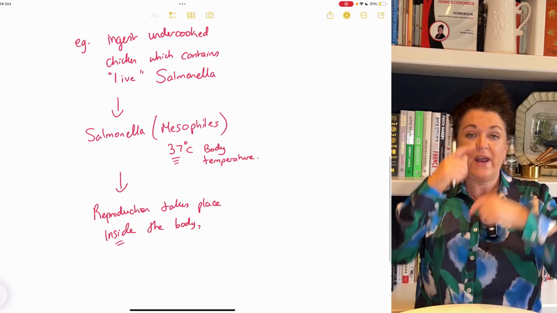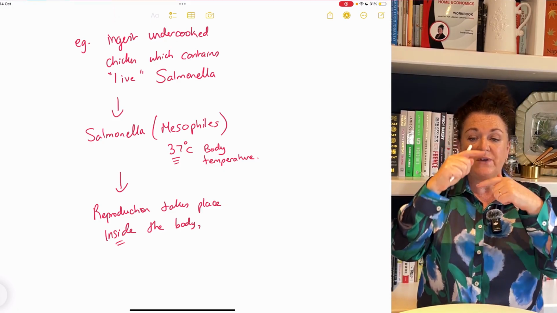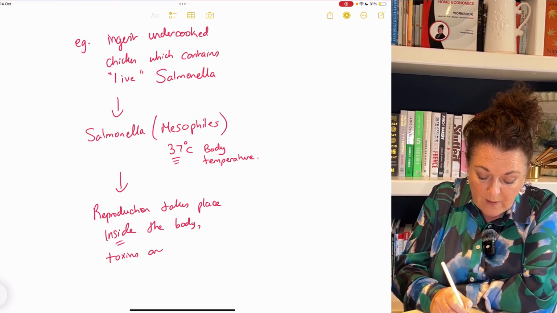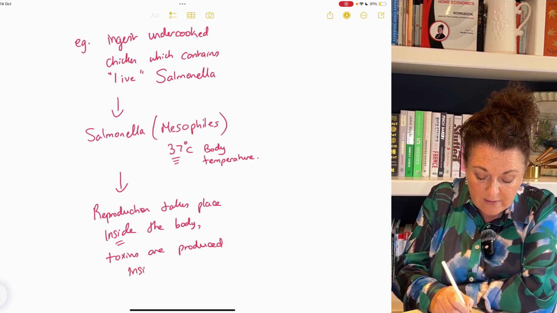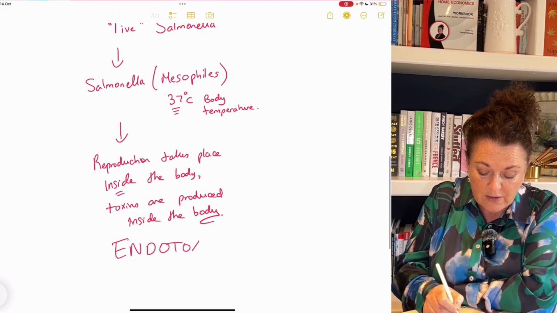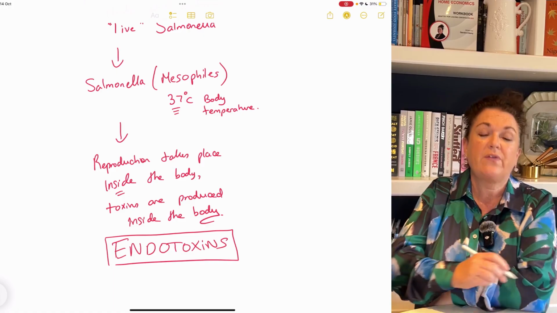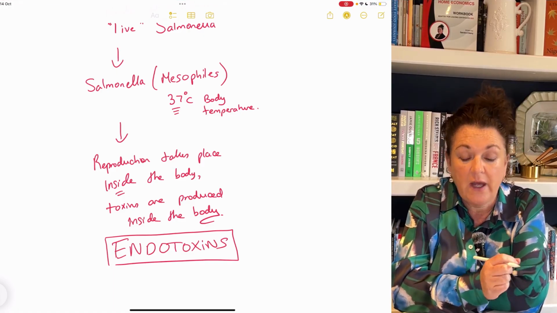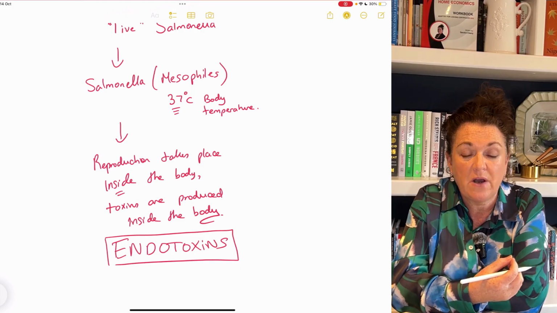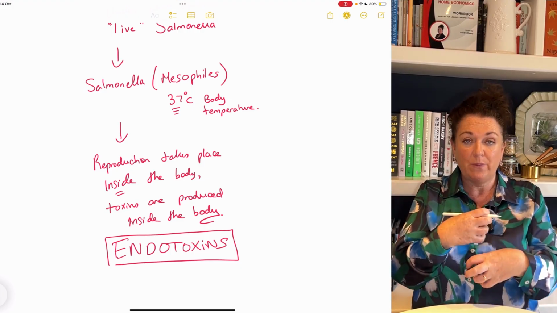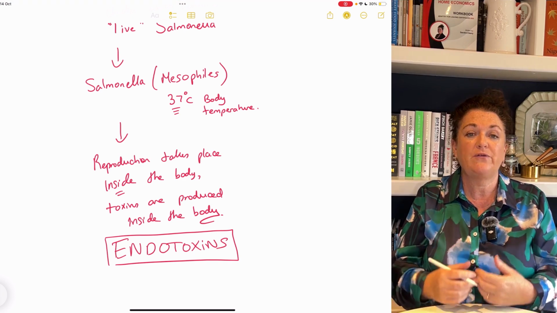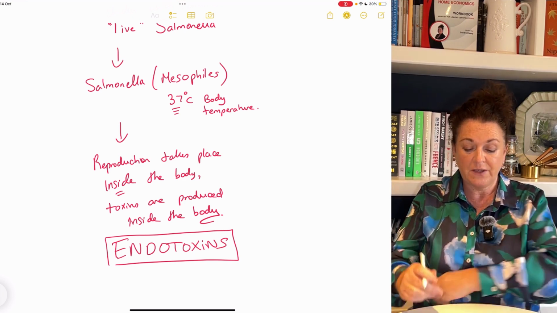However, we now know that as this reproduction is taking place, one cell divides again, toxins are produced. So toxins are produced inside the body. And when toxins are produced inside the body, we call these endotoxins. And have you ever noticed that it takes a few hours after eating the undercooked chicken before the symptoms appear? It could take between 12 and 24 hours. And that's because these bacteria need time inside your body to divide again, and they must produce enough toxins to bring on the symptoms of salmonella food poisoning, like the vomiting, the diarrhea, the high temperature, etc.